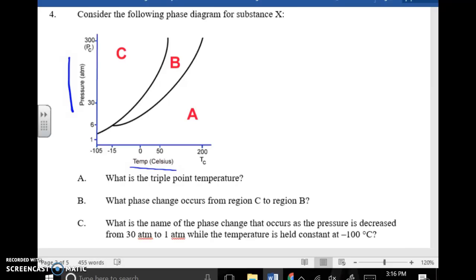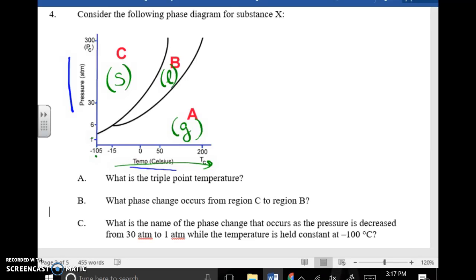Remember here, C has got to be a solid region. Why? Really high pressure and really low temperature. By contrast, if I increase the temperature and I really decrease the pressure, which I'm doing here, I'm going to get a gas. And of course, what's sandwiched in between? Liquid. Okay, with that set up, let's do A.